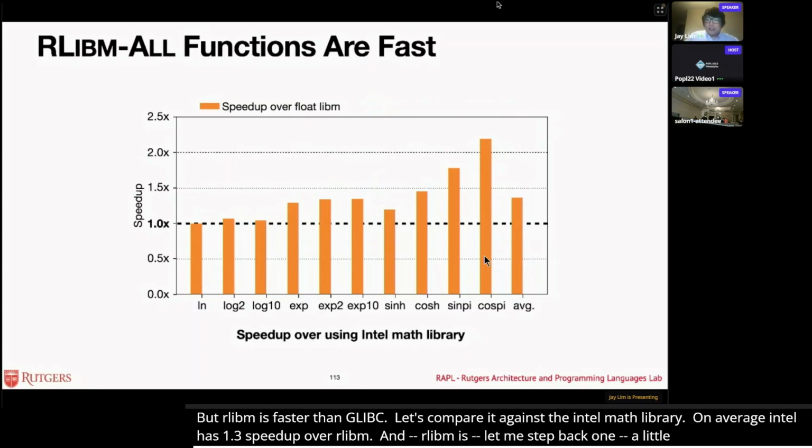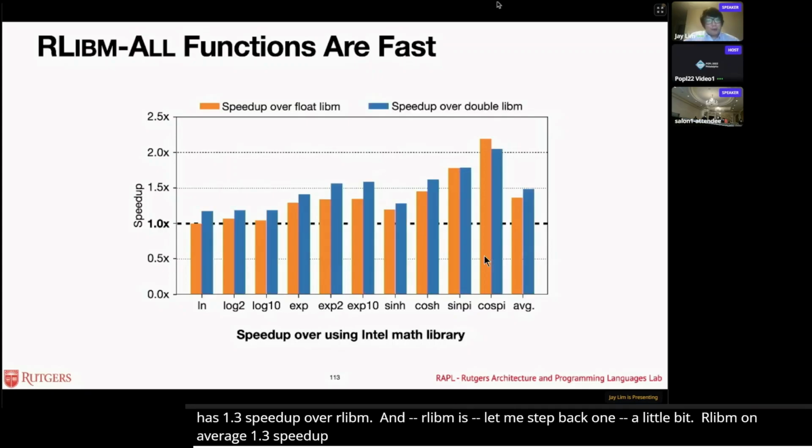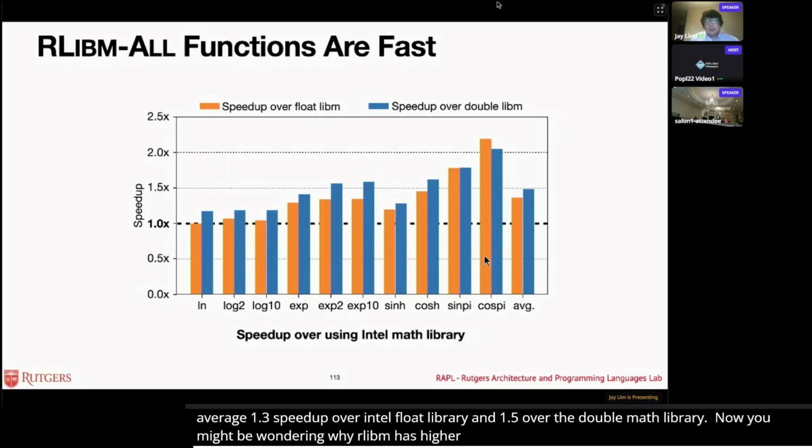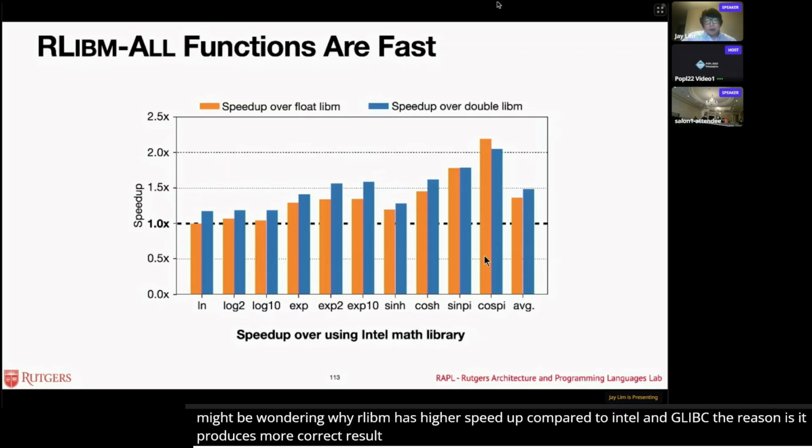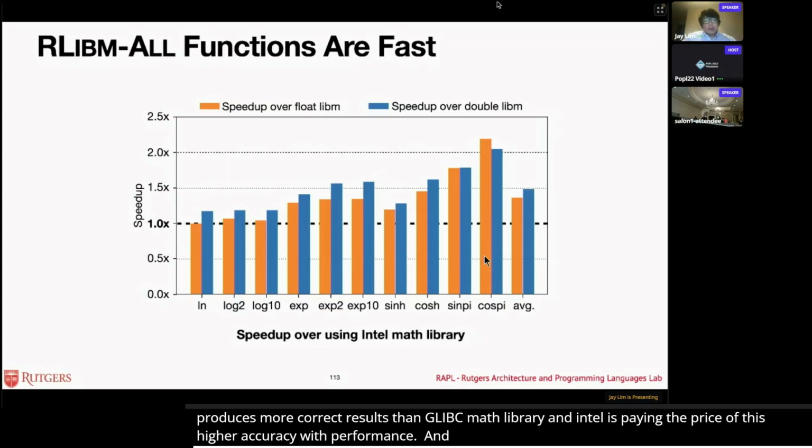RLibMall on average has 1.3x speedup over Intel's float math library and 1.5x speedup over Intel's double math library. Now you might be wondering why RLibMall has higher speedup compared to Intel than glibc. The reason is that the Intel math library produces more correct results than glibc math library, and Intel is paying the price of this higher accuracy with performance. This is the reason why RLibMall has higher speedup over Intel compared to glibc.